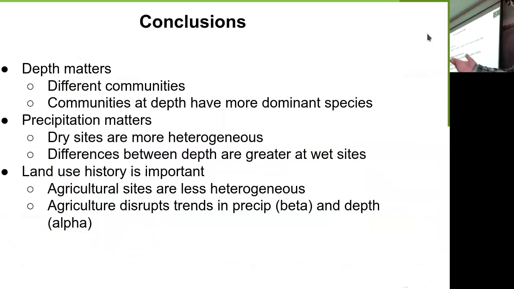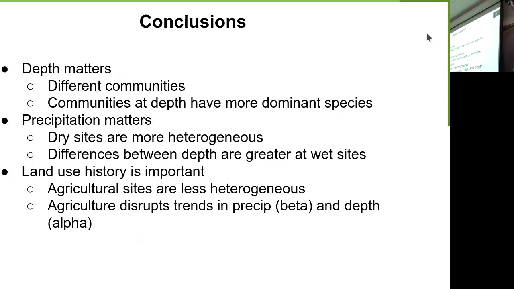So, in conclusion, depth mattered. It mattered that there were different communities, and the communities at depth had more dominant species. Precipitation mattered. The dry sites were more heterogeneous. Cool. Not what I expected, but cool. And differences at depth are greater at the wet sites, which is interesting.